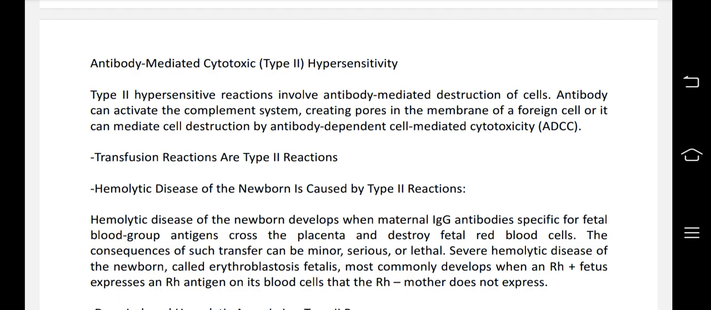Antibody-mediated cytotoxic type 2 hypersensitivity reactions involve antibody-mediated destruction of cells. Antibody can activate the complement system, creating pores in the membrane of a foreign cell, or it can mediate cell destruction by antibody-dependent cell-mediated cytotoxicity, or the ADCC mechanism. Transfusion reactions are type 2 reactions. Hemolytic disease of the newborn is caused by type 2 reactions.